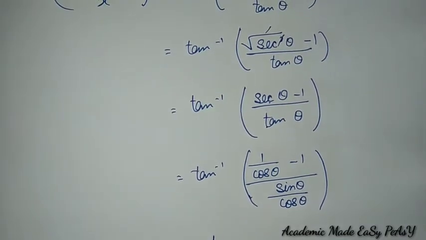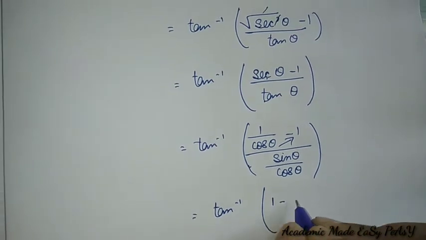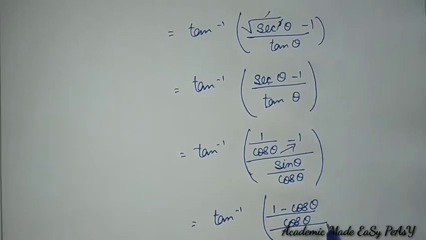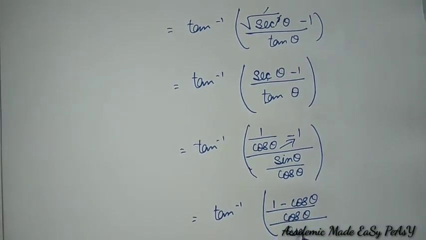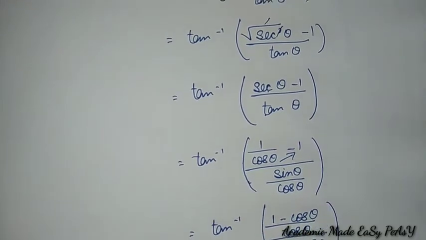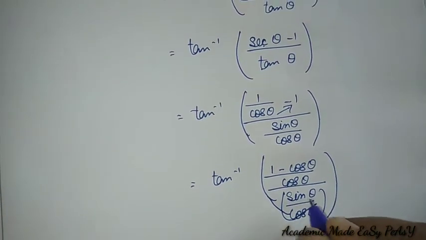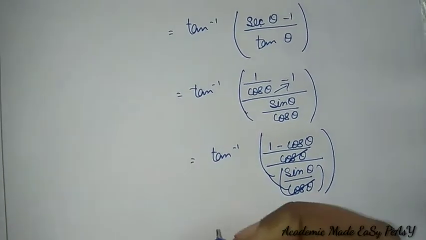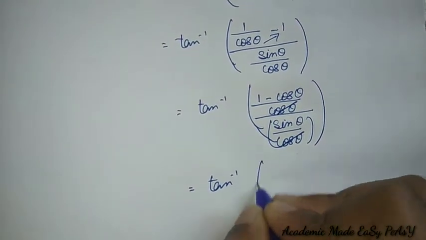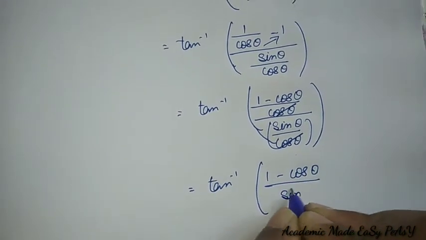So tan inverse of, now we will be taking LCM. I have 1 minus cos theta divided by cos theta, the whole divided by sin theta divided by cos theta. Here cos theta and cos theta is common, I mean the denominator is same, so I will cancel these two. So tan inverse of 1 minus cos theta divided by sin theta.